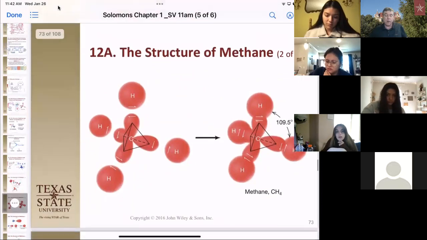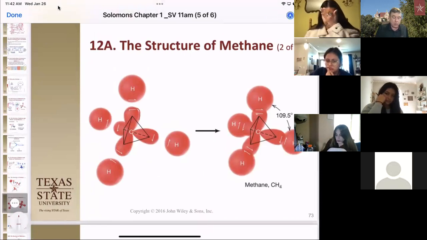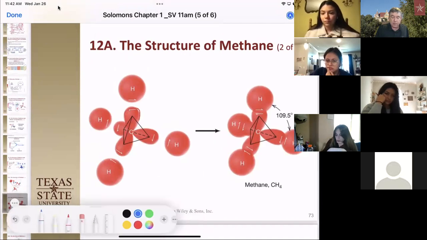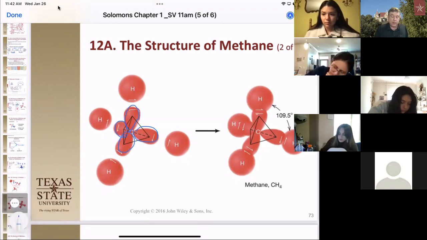Okay, so when we look at a carbon with just 4 hydrogens around it, we're going to see these 4 lobes that are all at 109 degrees apart. Each of them has 1 electron in it. We have hydrogens which only have s orbitals, and each of those has 1 electron in it.